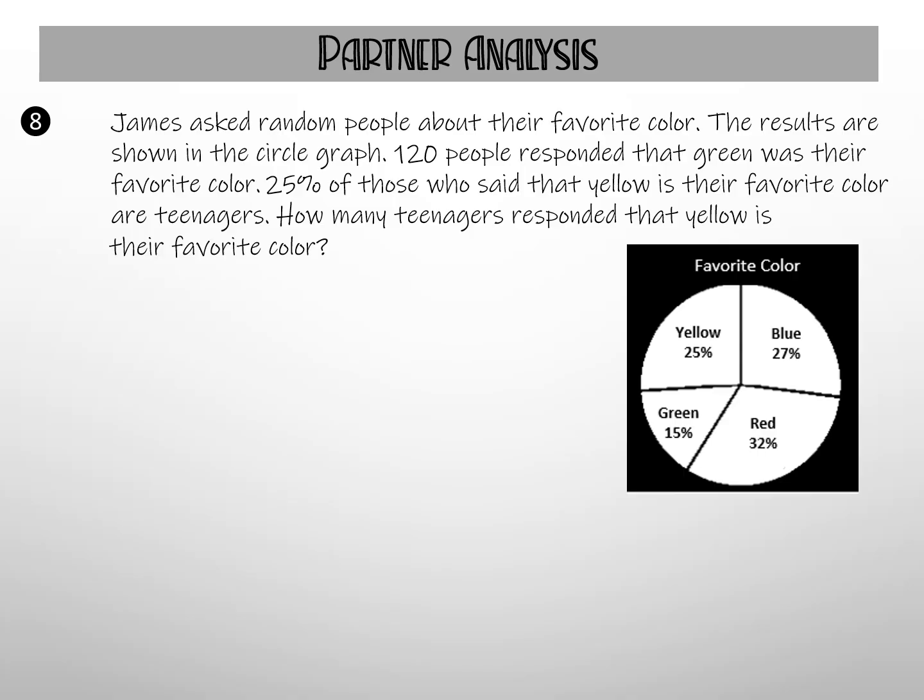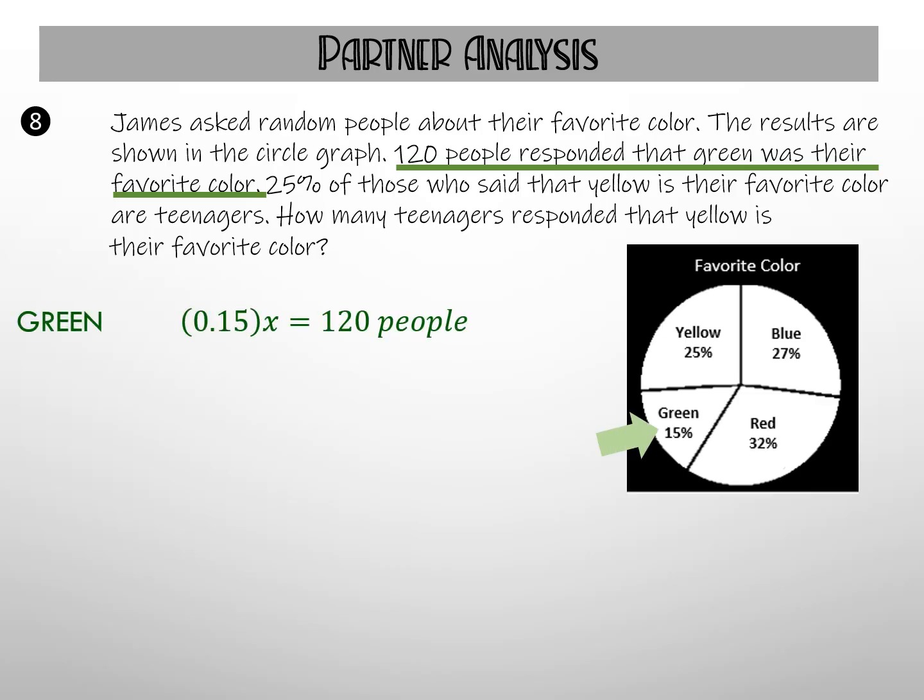Here's another one, number 8. James asked random people about their favorite color. The results are shown in the circle graph. 120 people responded that green was their favorite color. We don't know how many people are actually in the survey, but we can figure that out. So green is right there and it's 15%. So green is 0.15 times X, which gives us the 120 people altogether. Divide both sides by 0.15 and there's 800 people that were surveyed.